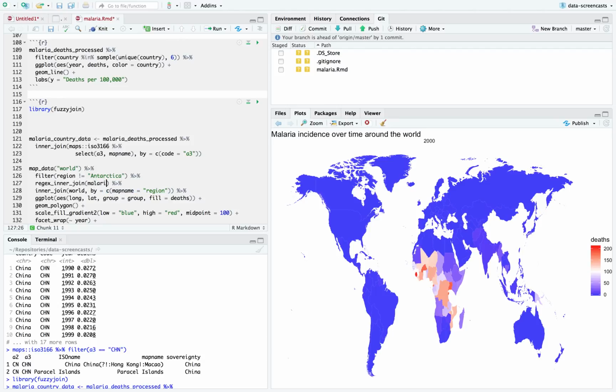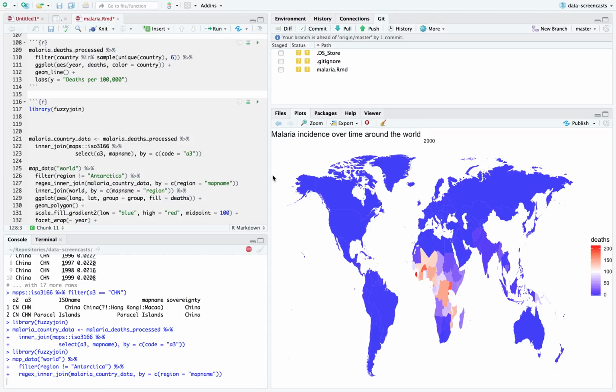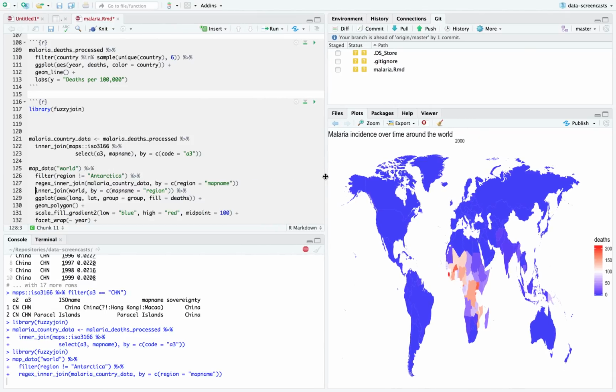I'm going to say malaria country data by region equals map name. How does that work out for me? Slow. Oh yeah, of course it would be slow, wouldn't it? It's got to run a lot of regular expressions. I'm not crazy about this approach in general.